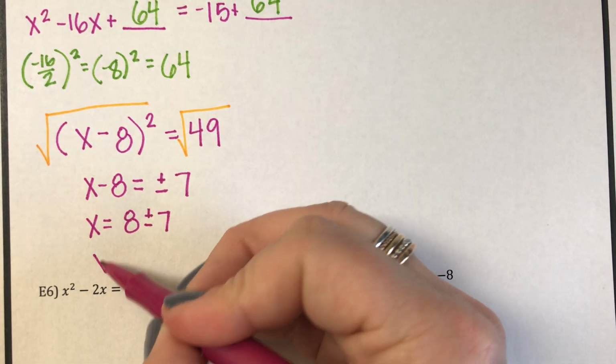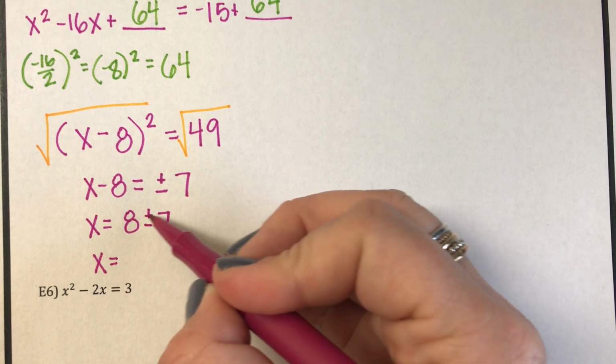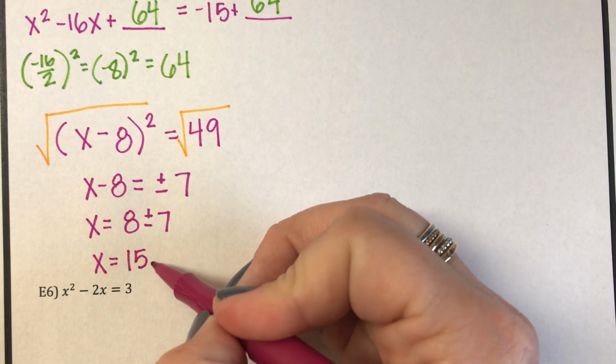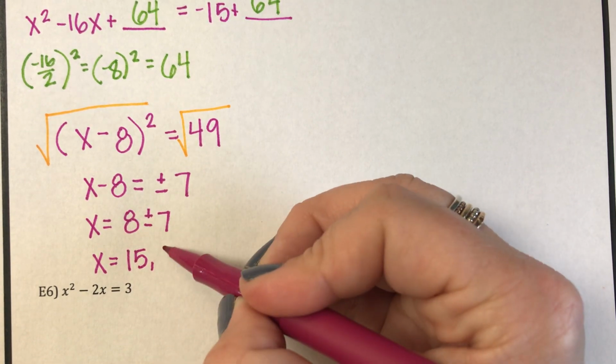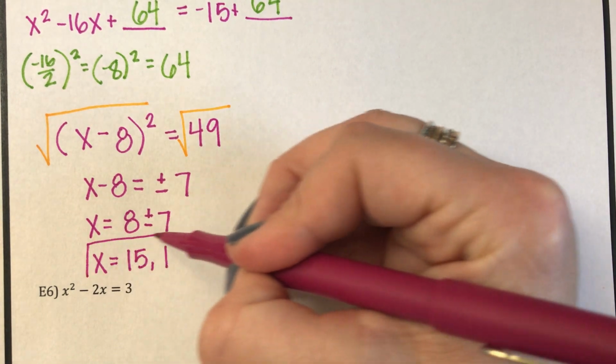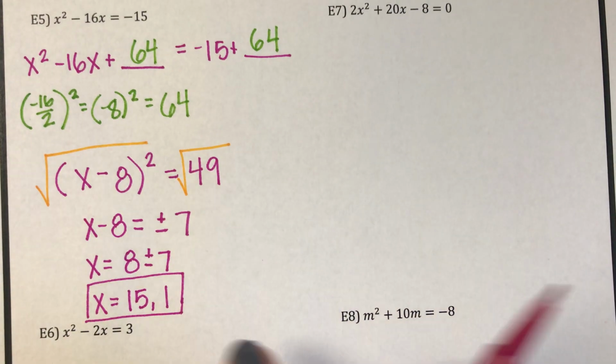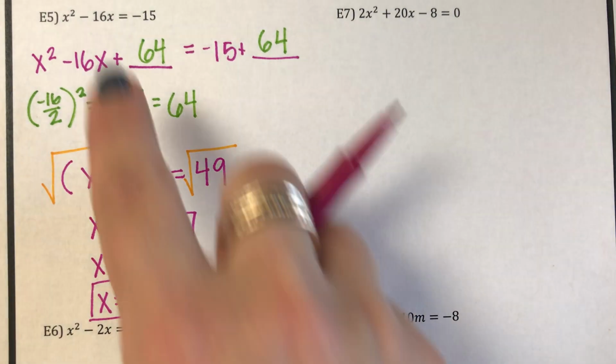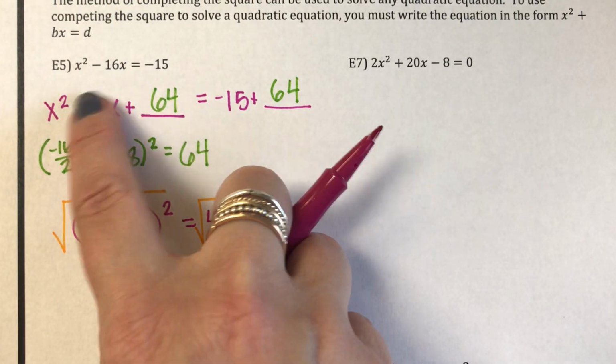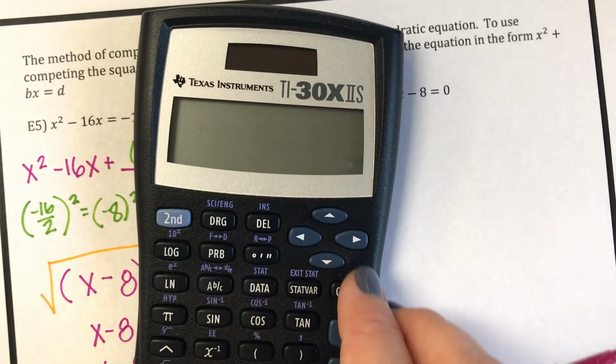So let's think about both solutions. Okay, 8 plus 7 would be 15. 8 minus 7 would be 1. And those are my two answers. Okay, once you get your answer, you should be able to plug in either one of these to make this a true equation on the top.